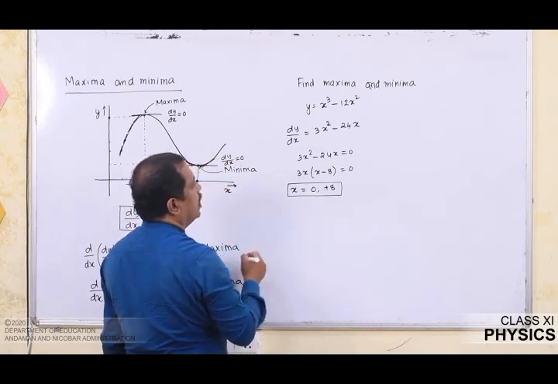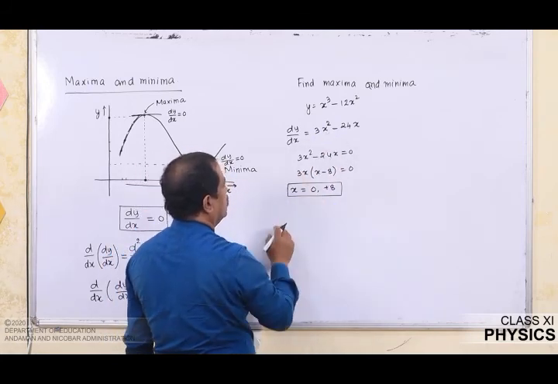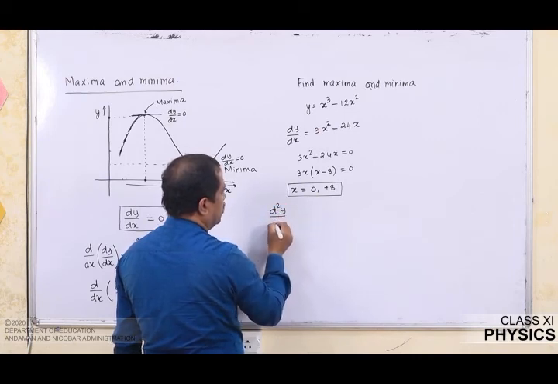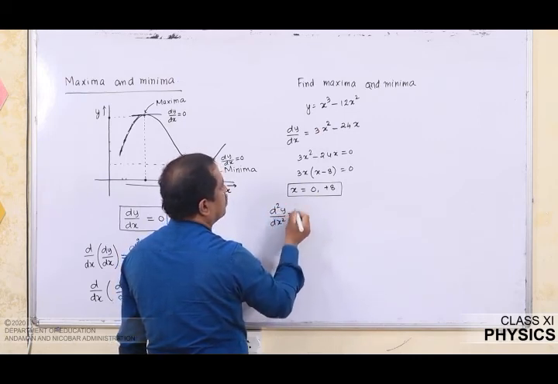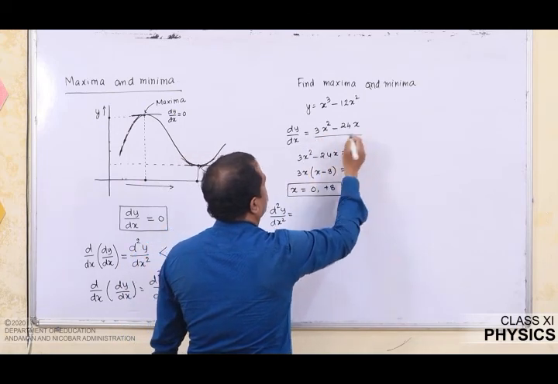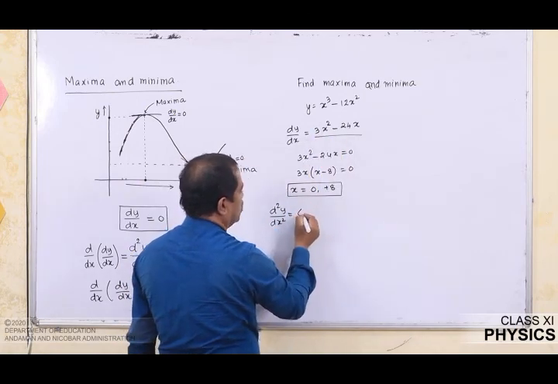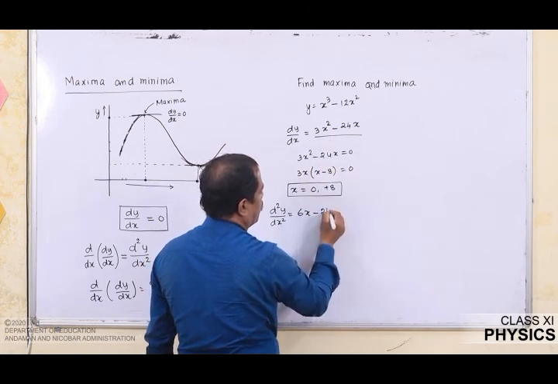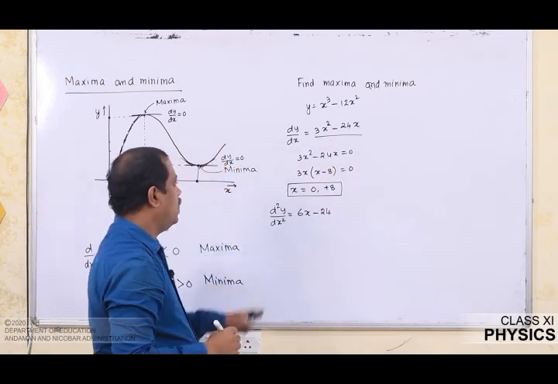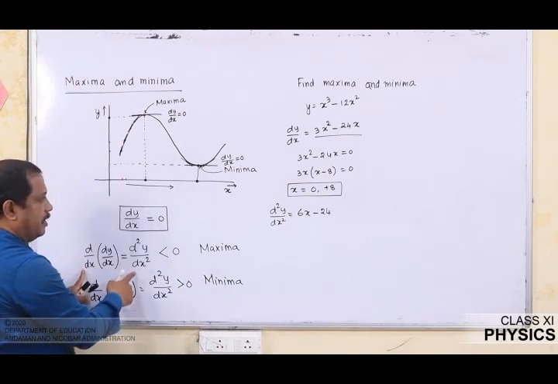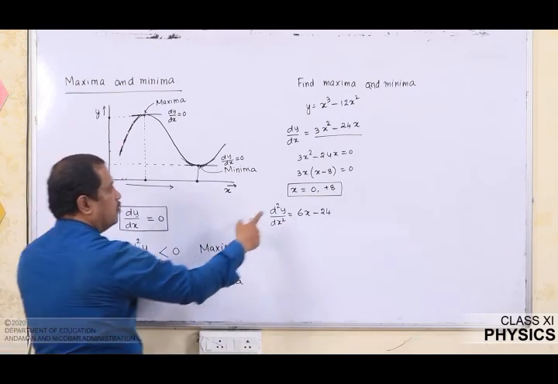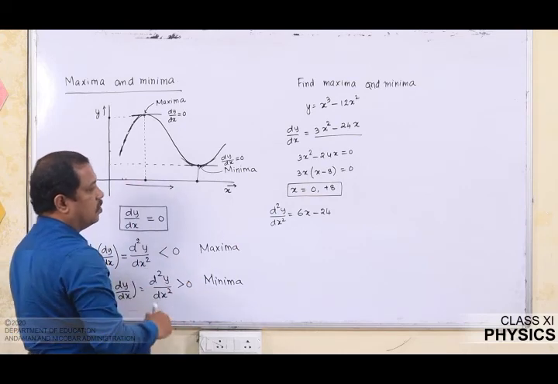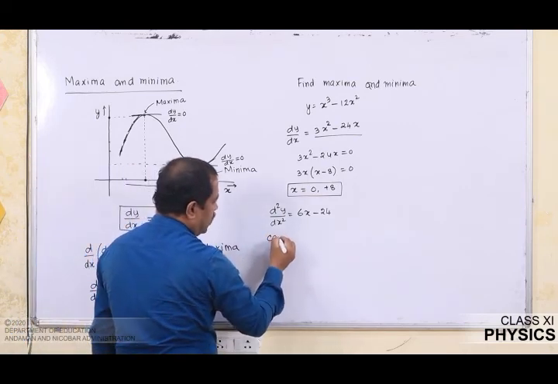So what I would do, I would again differentiate this function. So differentiating again, I am going to have d2y over dx square, which is equal to, if I differentiate this function, 3 times 2 is 6x minus 24. Now I have differentiated a second time. Now I am going to substitute these values and check whether it is less than 0 or greater than 0. So let me take case 1.